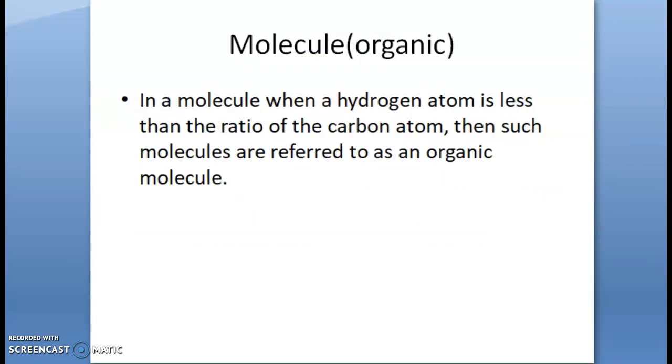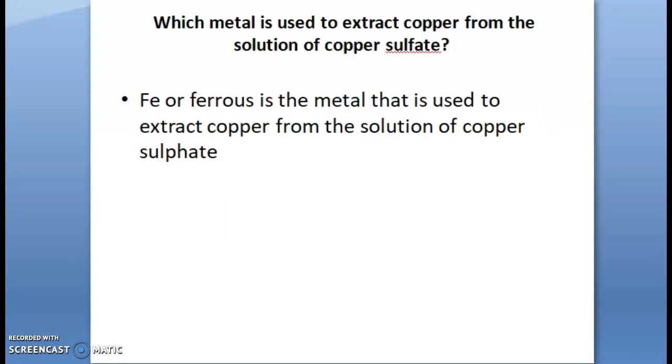Now, if you are asked to define an organic molecule, we say that when the number of hydrogen atoms is less than in proportion to the carbon atoms, such molecules are referred to as organic molecules, where we have more carbons and a combination of carbon and hydrogen, so you can understand how we relate a molecule.